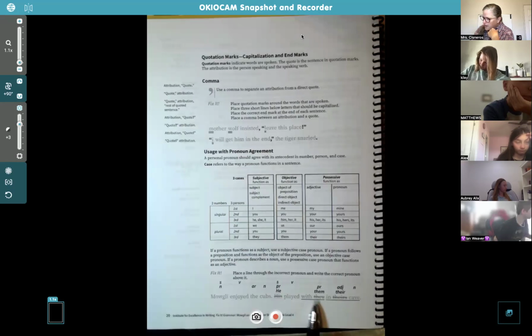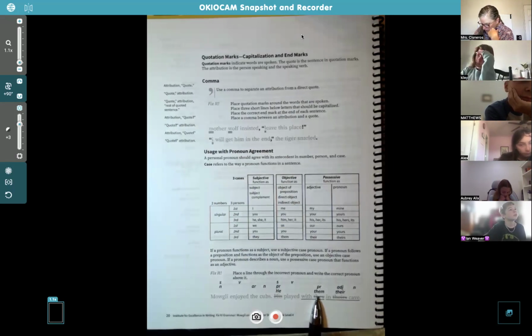With them is a prepositional phrase, right? They underlined it for you, with them, not with they. That doesn't make sense. So with them, that's a prepositional phrase, so you change it to the object of the preposition. We've got the preposition with, and them is the object.